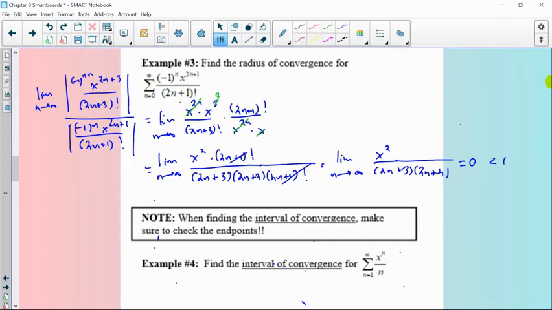The reason it's going to converge for all x is because my denominator gets big so fast that it doesn't really matter what value of x I put up there. Since the question did say find the radius of convergence, since this converges for all x, my radius is infinity. So since our series converges for all x, the radius is equal to infinity.